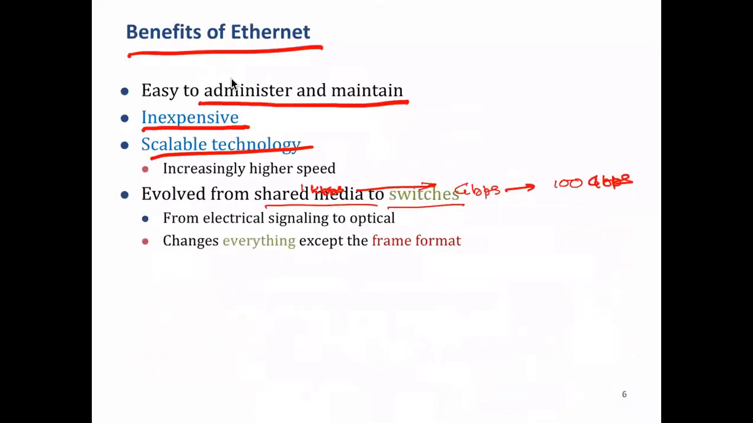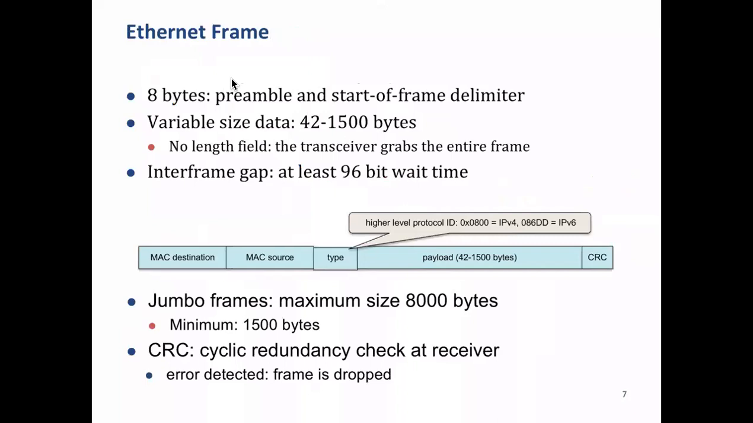And then there is a change from electrical signaling to optical. Now we have optical Ethernet. So we don't have currents and voltages and so on. Instead of that, we have light pulses. So everything in Ethernet has changed as technology improved, but the frame format remained the same. And the frame format is as follows.